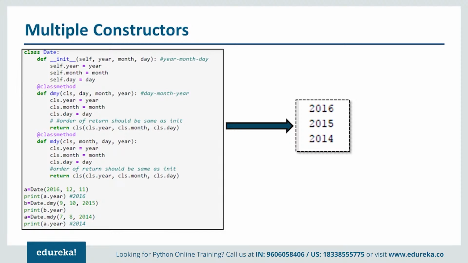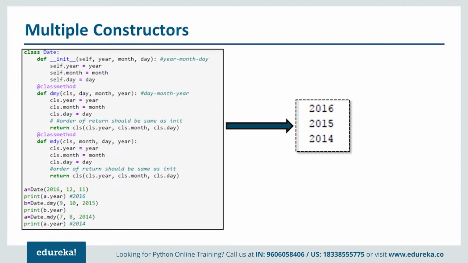When we do the initialization, say a is equal to date 2016, 12 and 11, this is the initialization I am doing. If I want to fetch the year, I just write a.year, which fetches the year attribute. If I say print a.month, the month value will be printed, and if I say a.day, the day value will be printed. This happens because of the init constructor.